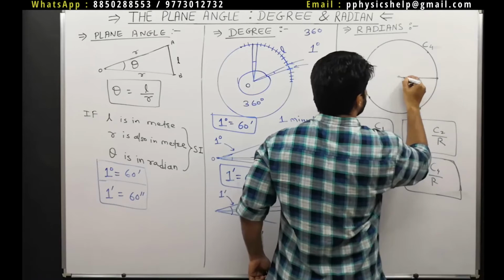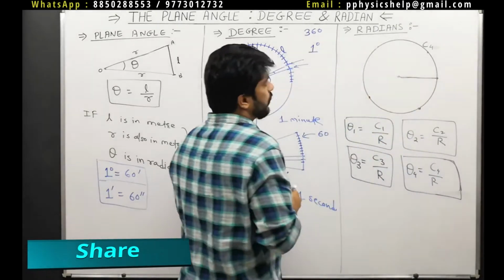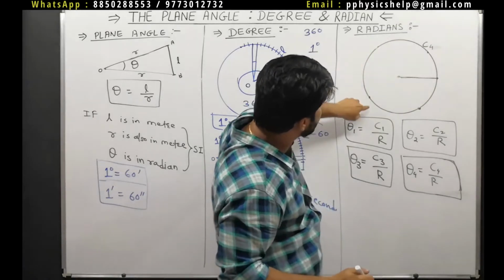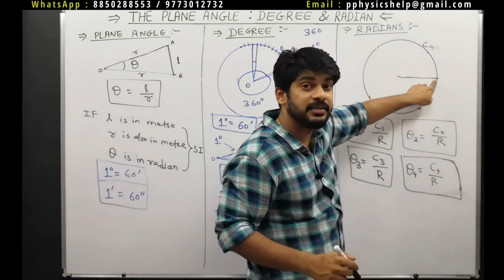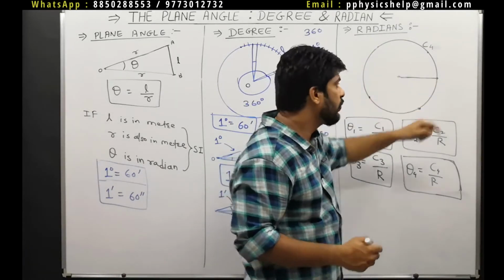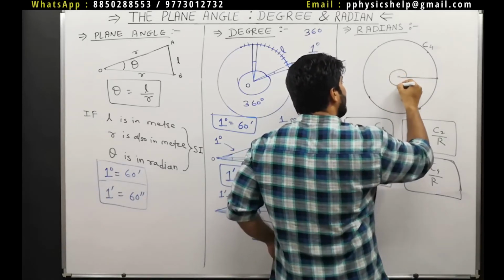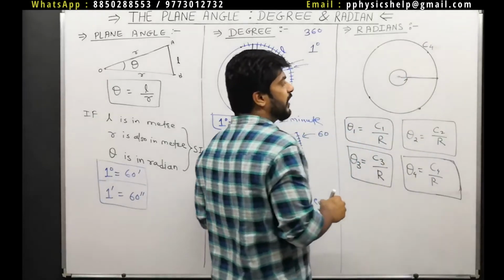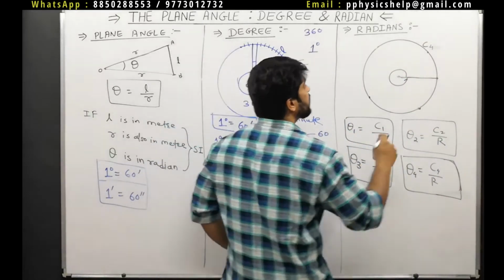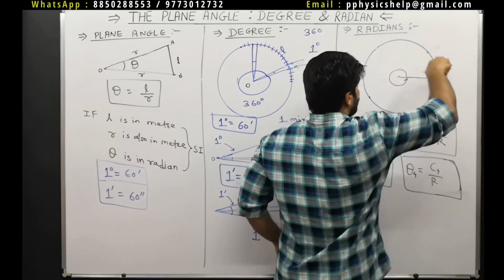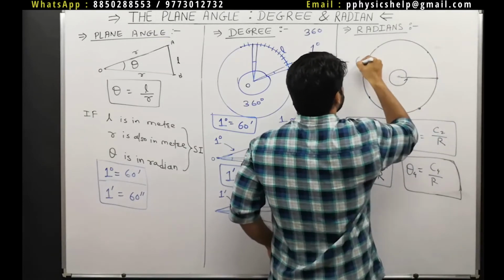Okay, now over here what I have done is we have chosen the whole circumference as the arc length, and now you can see it is tracing a total angle of a circle, isn't it? It is tracing a total angle of the circle. Let's call this total arc length as C.